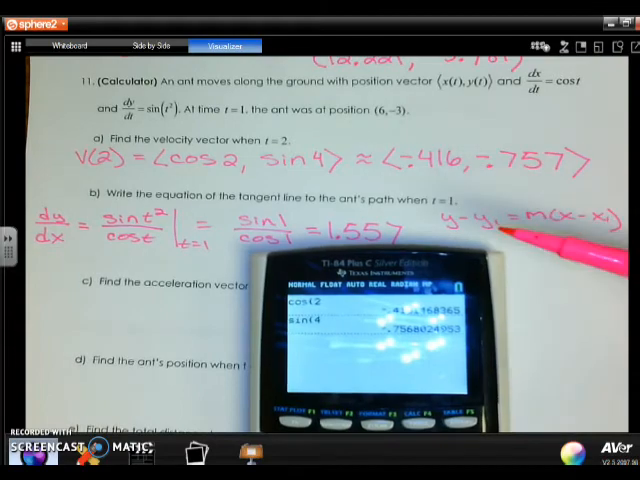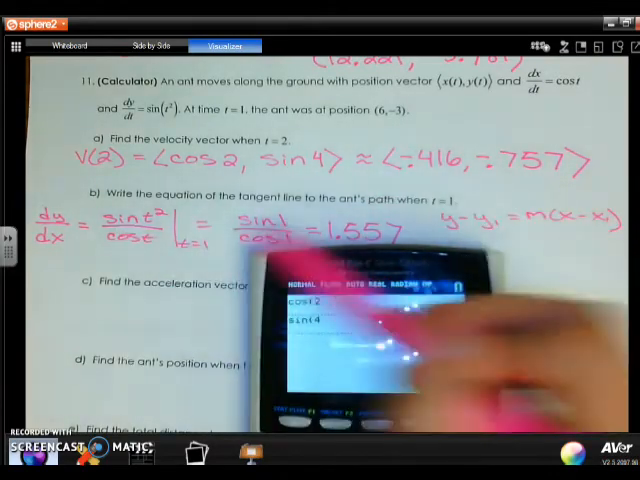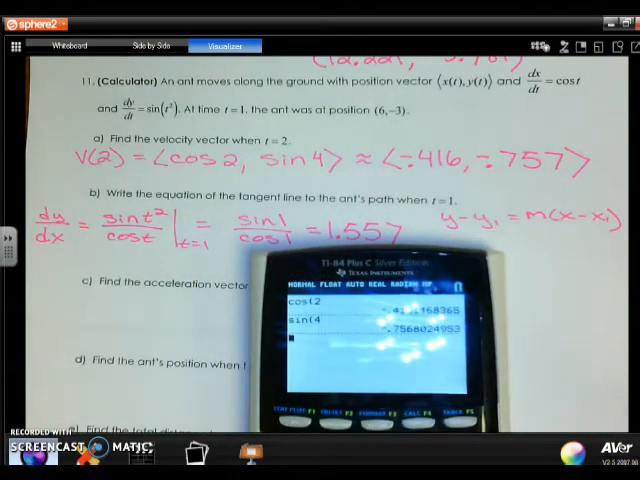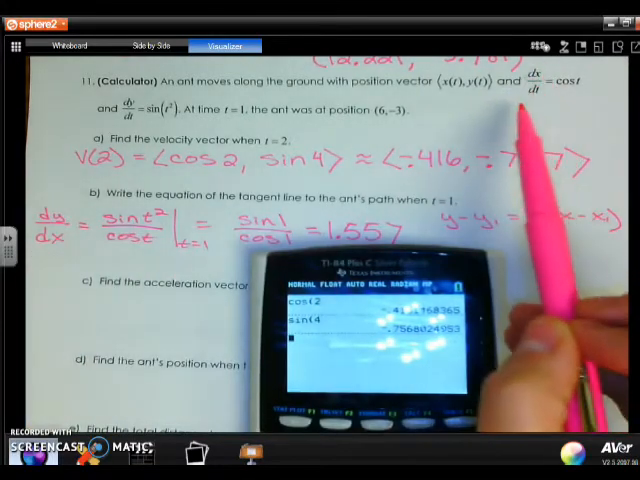So that one's not too bad. Write the equation of the tangent line. Same words as before. If you're writing the equation of the tangent line, you need to get to the derivative. Once you have the derivative, you plug in, and that gives you your slope. Well, the derivative. What's the derivative of this?